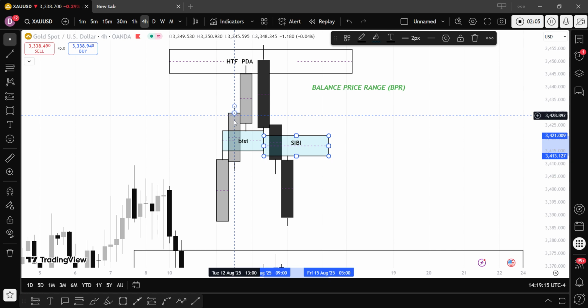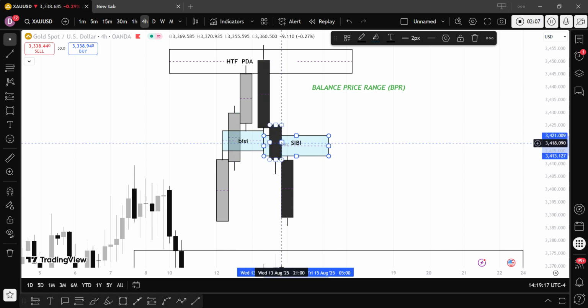When in line with the higher time frame narrative, the BPR is one of the strongest premium or PD arrays. So another thing, a BPR usually stops price at the midpoint if bullish, or the low or the midpoint if bearish. Hope you've gotten that.